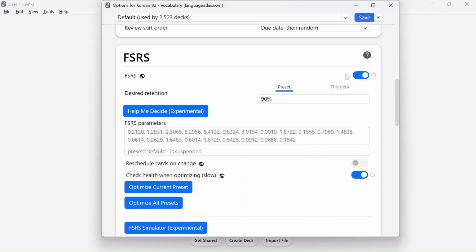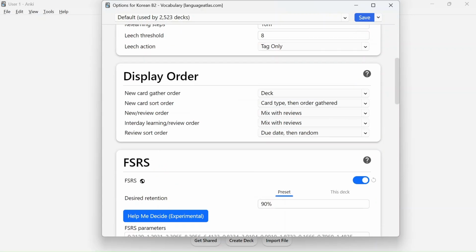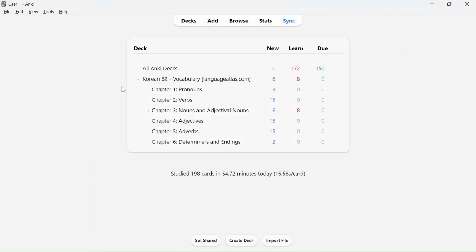So FSRS, it's on, and for desired retention, I have it at 90%. So one more time, new cards per day, 15, maximum reviews, 150, and FSRS, it's on, and desired retention is 90%. Click on Save. And that is what I wanted to show you for this video.